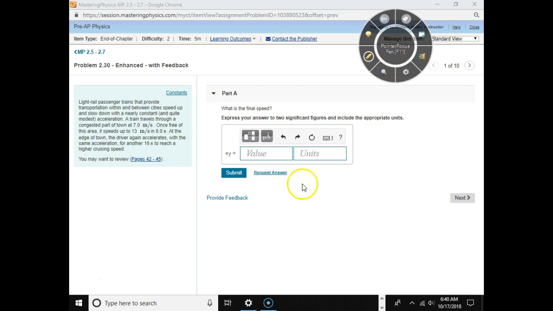So the important thing here to remember is what the train is doing. Sometimes it's under uniform accelerated motion and other times it's under uniform motion. So you've got to go through here and decide what's under uniform motion and what's under uniform accelerated motion. A train travels through a congested part of town at 7 meters per second. That means it's under uniform motion. But it's also giving you another bit of detail called the initial velocity.